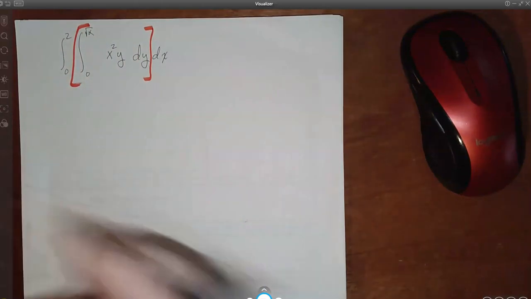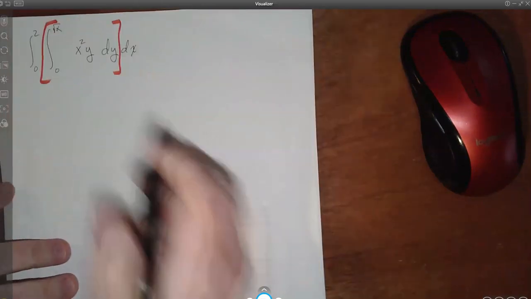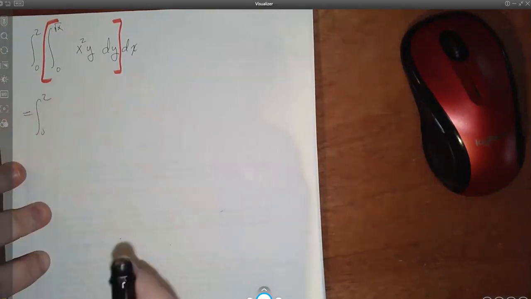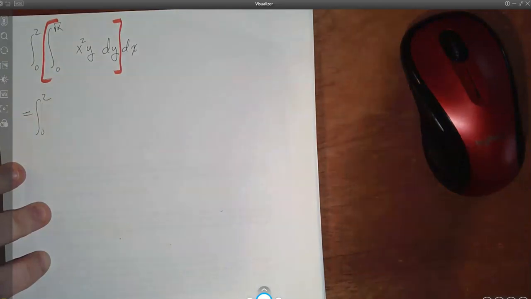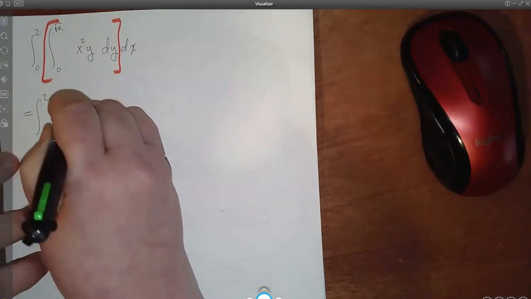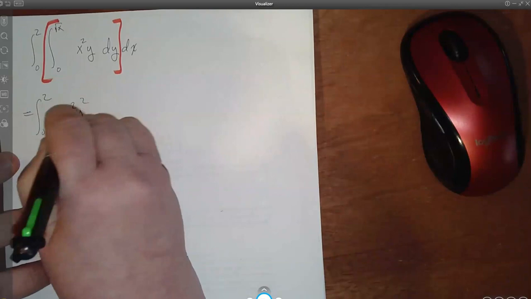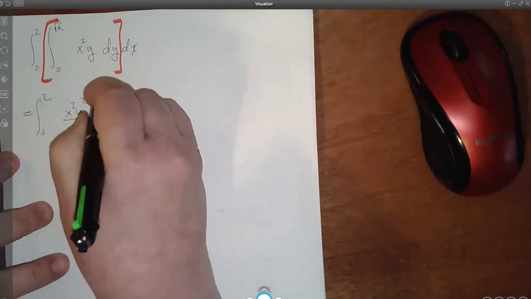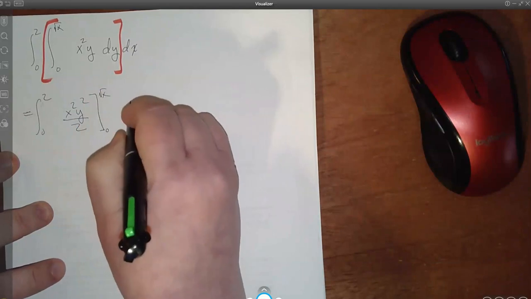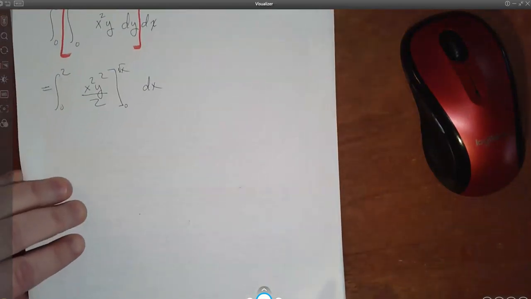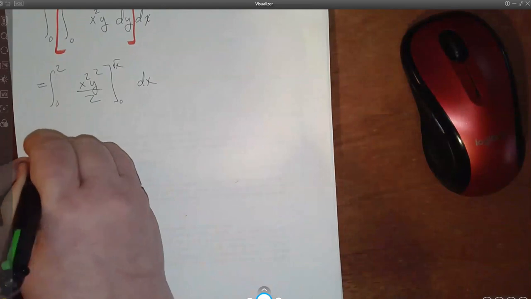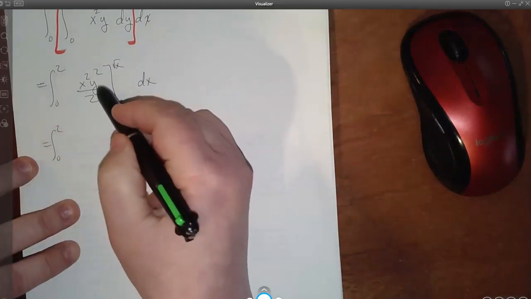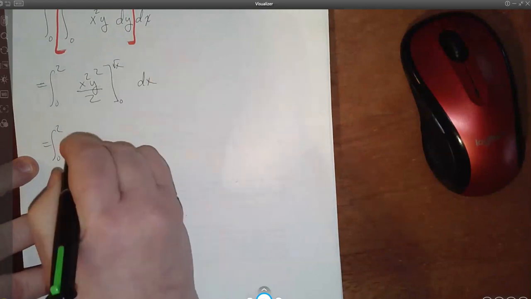So the first thing I'm going to do is integrate with respect to y. So I have the integral from 0 to 2. When I integrate with respect to y, I'll get x squared y squared over 2, and this is going to be taken from 0 to the square root of x, and then I still have my dx. I don't want to forget to integrate. So next I will plug in the square root of x for y, and then 0 for y.